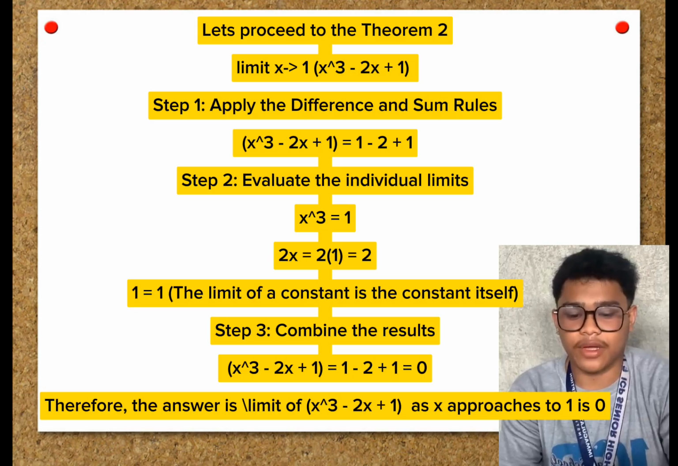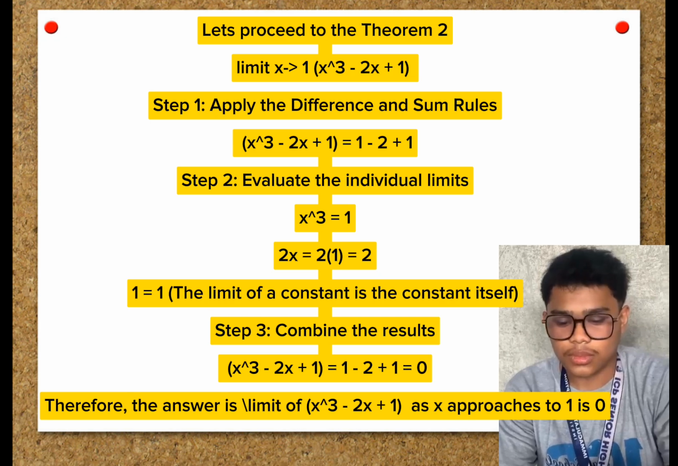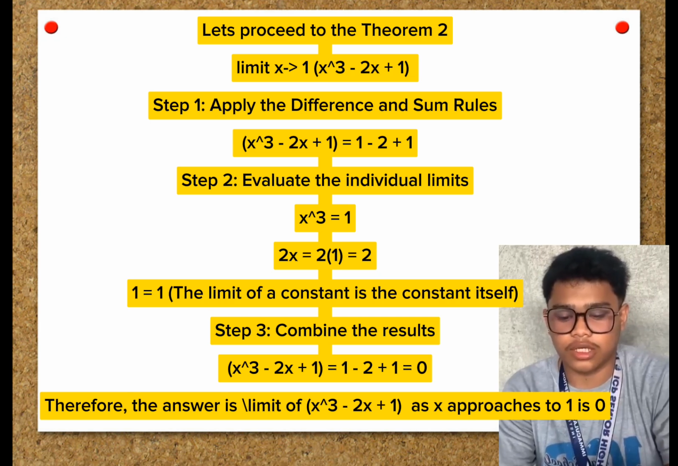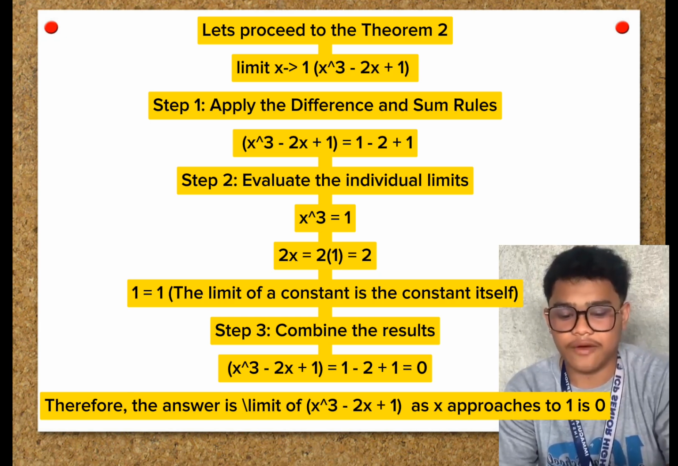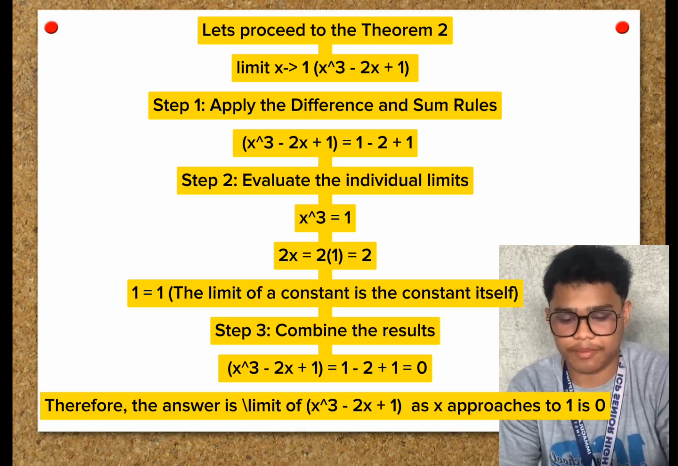The limit of x cubed equals 1. The limit of 2x equals 2 times 1 equals 2. The limit of 1 equals 1. The limit of a constant is the constant itself.